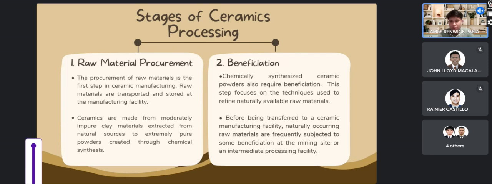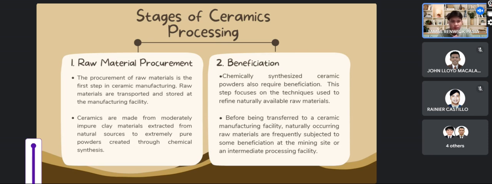First, raw material procurement. The procurement of raw materials is the first step in ceramic manufacturing. Raw materials are transported and stored at the manufacturing facility. Ceramics are made from moderately impure clay materials extracted from natural sources to extremely pure powders created through chemical synthesis. They are produced from silica, sand, quartz, feldspar, and aluminosilicate. These raw materials enhance ceramic properties such as abrasion resistance and electrical resistance.